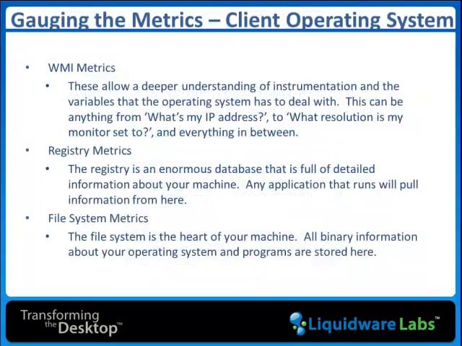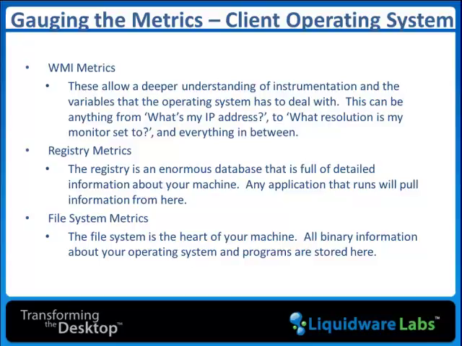The next piece about this is going to be the client operating system, including WMI metrics, registry metrics, and file system metrics. Now, all 3 of these aren't necessarily as large as those kernel metrics, but they all serve very large points. And WMI metrics allow us to have a deeper understanding of the instrumentation and the variables that the operating system has to deal with. And this can be anything from what's my IP address to what resolution is my monitor set to, and everything in between. Now, never underestimate the importance of WMI metrics, because WMI has become a very large instrumentation for providing a lot of information in regards to the operating system that you really can't get any other way anymore.